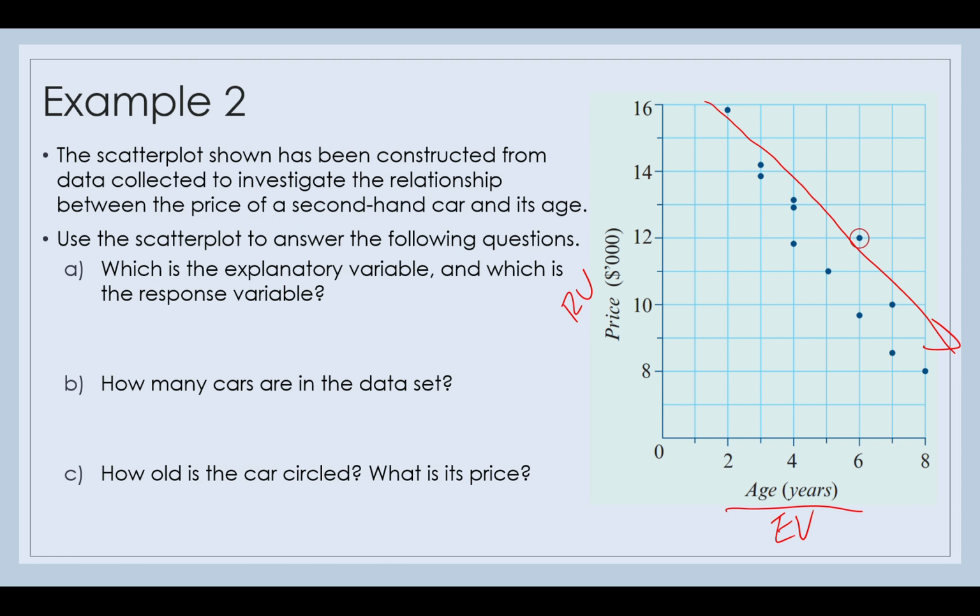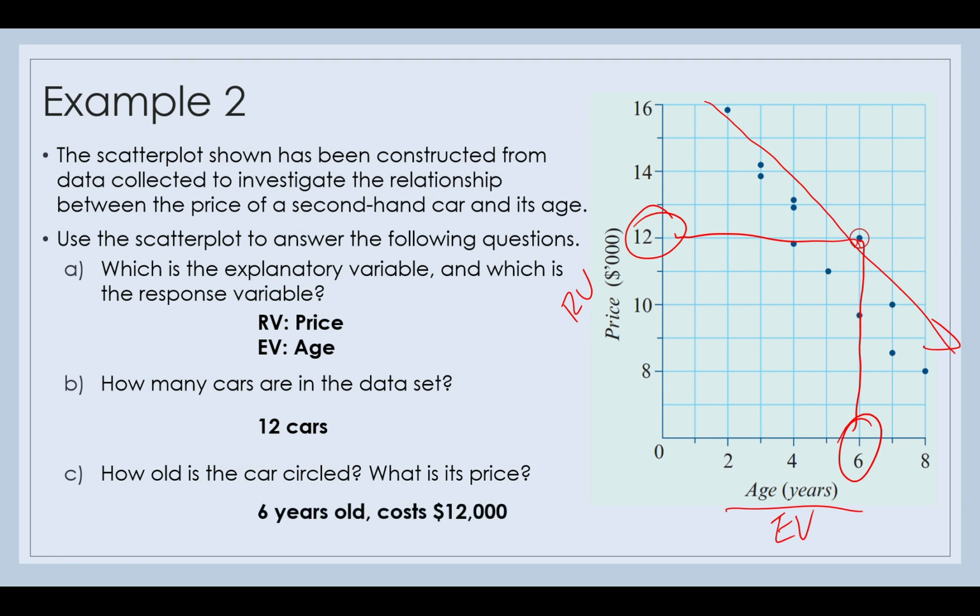Which is the explanatory variable and which is the response variable? Pretty self-explanatory. We can see that from the axes themselves. How many cars are there in the data set? Well, what are you going to do? You're going to count all the dots there. So if you count all the dots, you should end up with 12 dots on your scatter graph. How old is the car circled and what is its price? Well, it's pretty self-explanatory. The one circled corresponds down to 6 and corresponds over to 12. Don't forget that the price is in thousands of dollars, so it's actually $12,000.